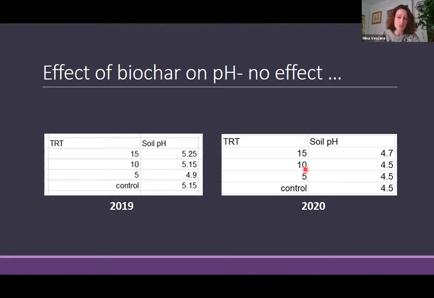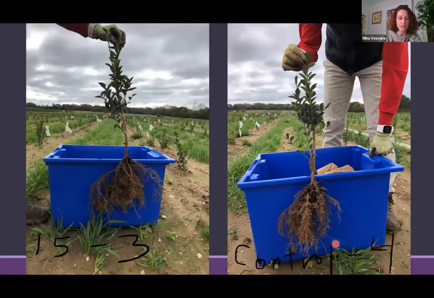I guess I am a little bit surprised that the treatment that's 15 tons per acre didn't have more of an effect to kind of balance out or neutralize that acidic effect. But again, maybe because it was just too coarse within the soil, we didn't get to see that neutralizing effect within the soil itself. Here's some pictures when we collected the biomass of the plant.